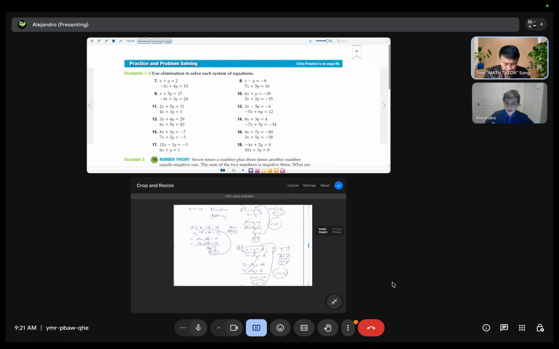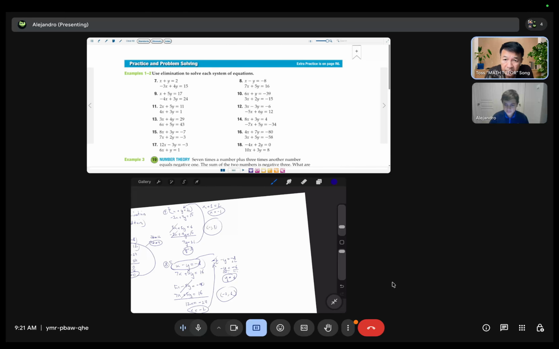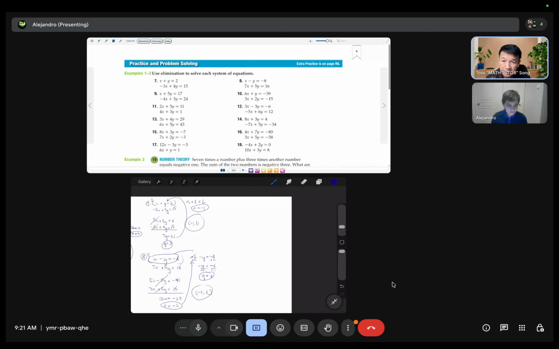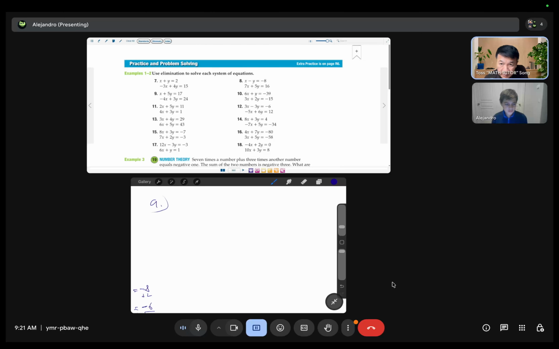Okay, next one. Number 9. I want to look around a little bit. We're going to do all the way to 18. Let's do 9. I want to look for the ones that may turn out to be something like infinite number of solutions or no solution. But okay, this one is fine. Let's do 9. x plus 5y equals 17, negative 4x plus 3y equals 24.